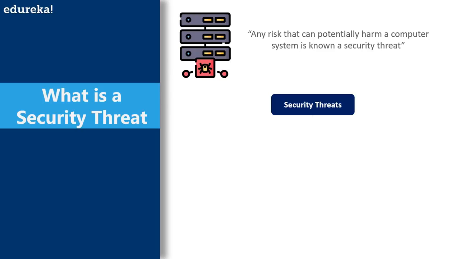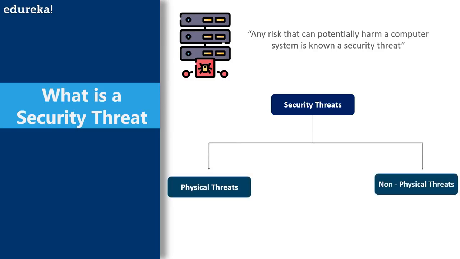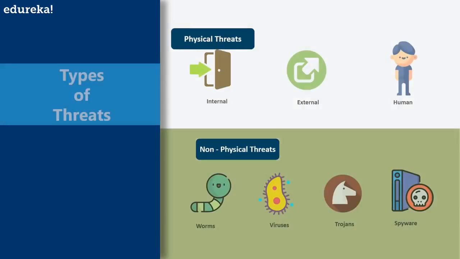Now, in this section, we are going to talk about all sorts of security threats and the types of security threats. So, what exactly is a security threat? A security threat is defined as a risk that can harm or potentially harm a computer system or an organization. The cause could be a physical one, such as someone stealing a computer, or a non-physical one, such as a virus attack. These are the two kinds of threats out there: physical threats and non-physical threats. There are also different kinds of physical threats.